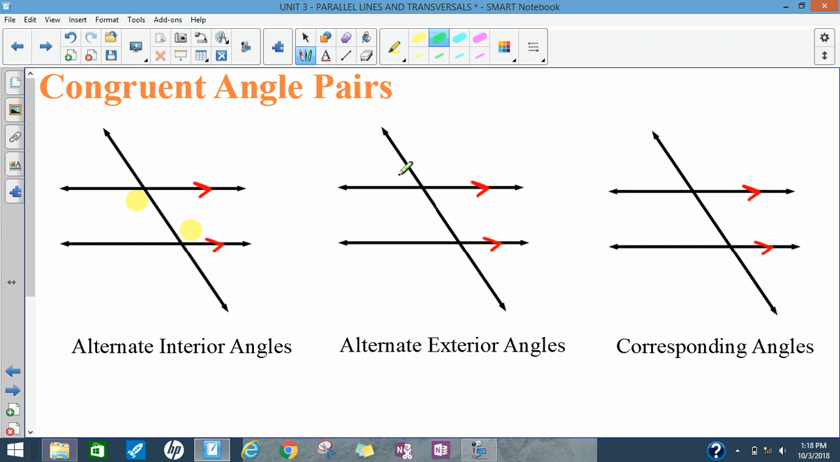The same is true about a pair of alternate exterior angles, and the same is true about a pair of corresponding angles. They look like they're the same size, and that's because they are. Those special angle pairs are always going to be congruent whenever the two lines being intersected are parallel.